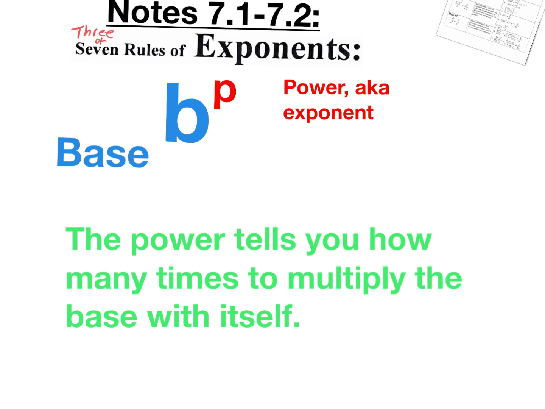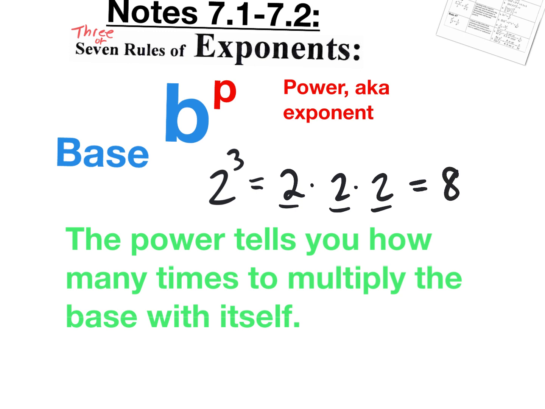So if I said 2 to the third power, what that really means is what? To write this base multiplied with itself that many times. So that's really saying 2 times 2 times 2, which is really what? What is 2 times 2 times 2? 8. So 2 to the third is really 8. Now, this right here is called expanded form. Expanded form. Okay. But the actual answer is 8.